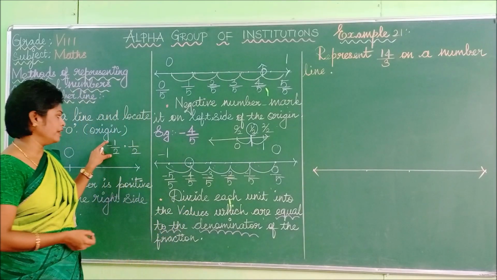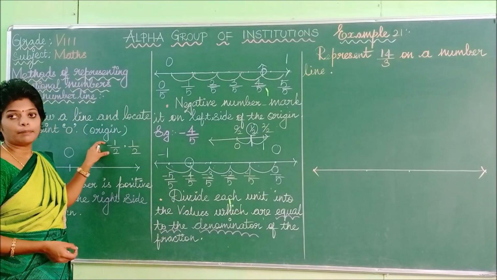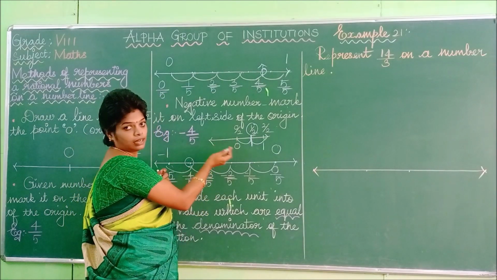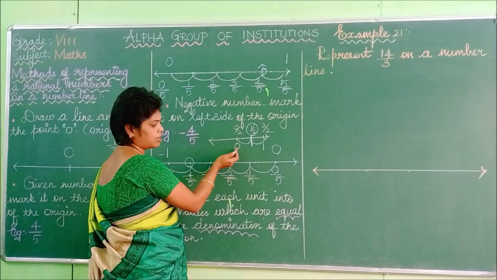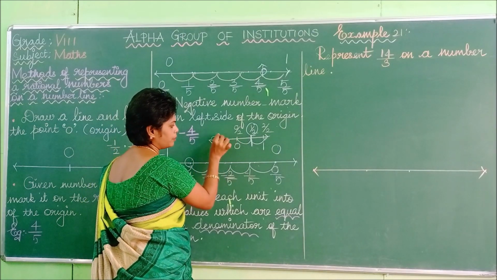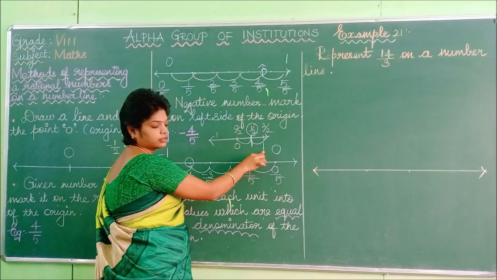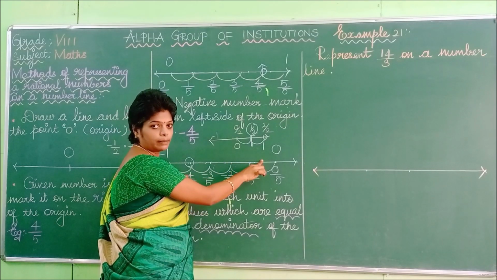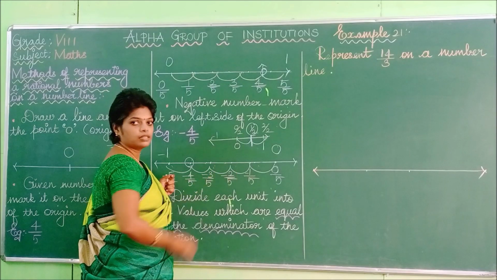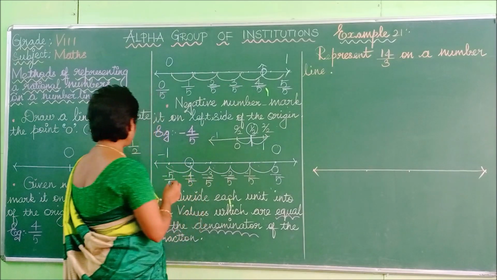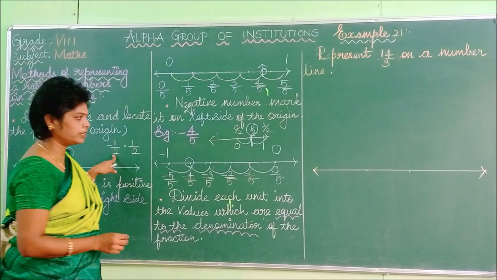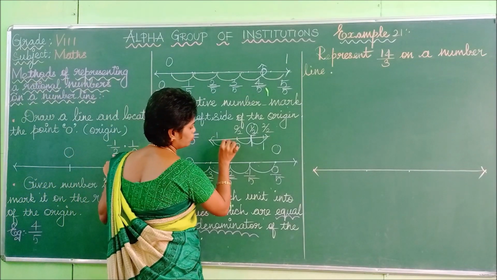And they ask you to find another value, minus 1 by 2. Minus 1 by 2 lies on the left hand side of the origin. This is the origin, and the left hand side will be this side. So 1 by 2 lies between 0 and positive 1, and this value lies in between negative 1 and 0. The denominator is 2, so we can divide it into 2 portions.